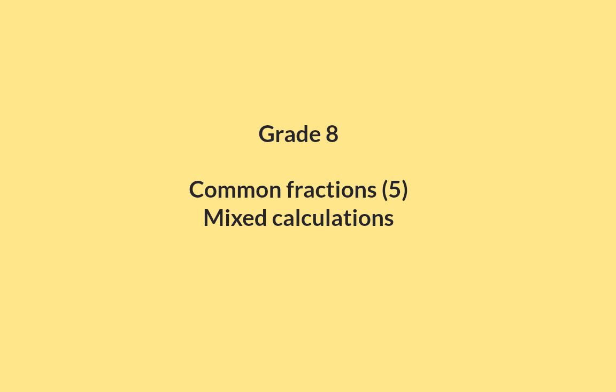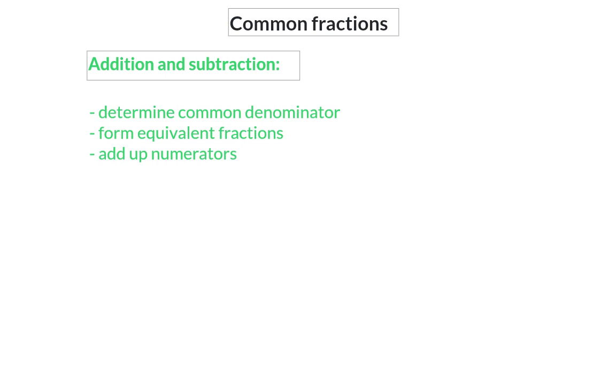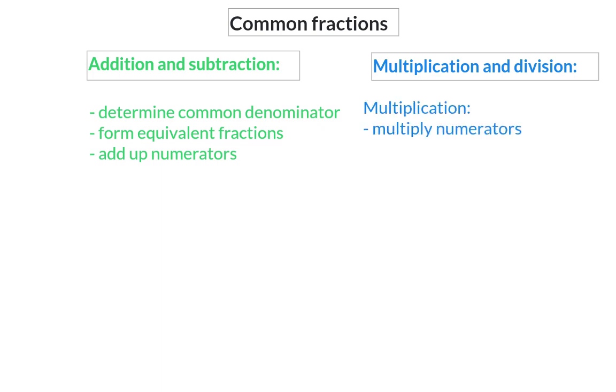In this video, we're going to have a look at mixed calculations, including everything from the last few videos. Before we go and have a look at mixed calculations, it is important to remember that when adding and subtracting common fractions, you start off by determining the common denominator, then you form equivalent fractions, and then you add the numerators. When multiplying fractions, you multiply the numerators and you multiply the denominators.